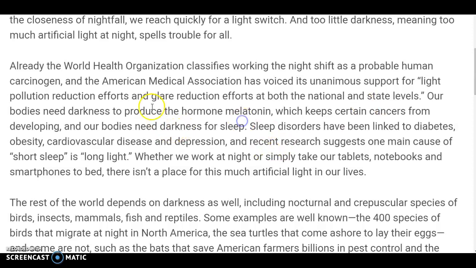Let me look to the concluding sentence of this paragraph. "To sum it up, whether we work at night or simply take our tablets, notebooks, and smartphones to bed, there isn't a place for this much artificial light in our lives." So we kind of get the point here between this paragraph and this paragraph. There was an allusion in here. He's kind of being logical.